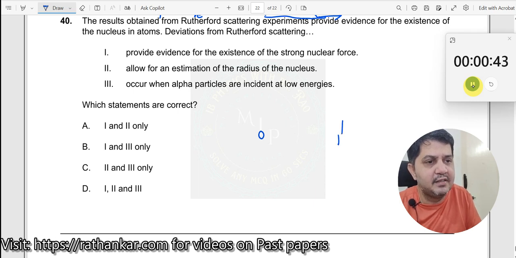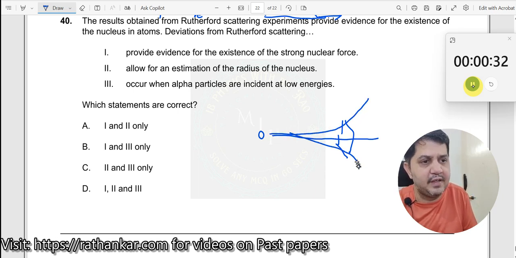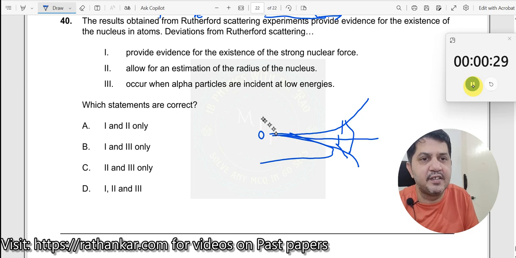You had an alpha particle, you had a gold foil like this, and he assumed that most of these particles would get scattered back. It did not happen, and most of them went straight. Some of them went like this over here. Some of them went like this. Some of them got bounced back like this. Okay, what does it show?